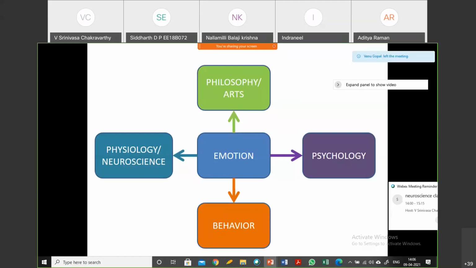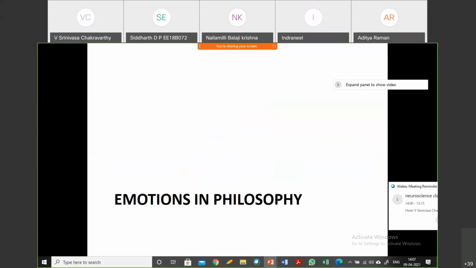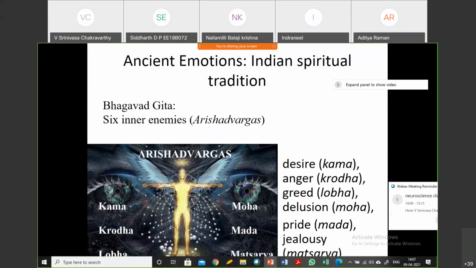And finally, where we come from in this course is neuroscience, that means from neurophysiology. By looking at the actual brain and actual changes in the body in various physiological systems, what can you say about emotions? So let us look at that a little bit in small steps. Let us start with the first one, from philosophy. So in this process, let us start from Indian philosophy and see what Indian philosophy has to say about emotions. So let us start with the Bhagavad Gita.